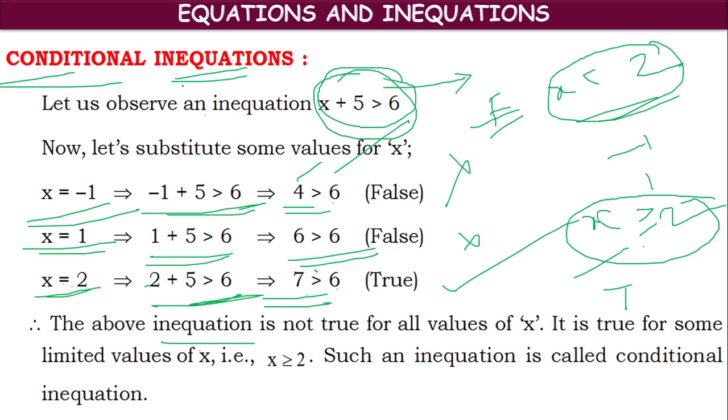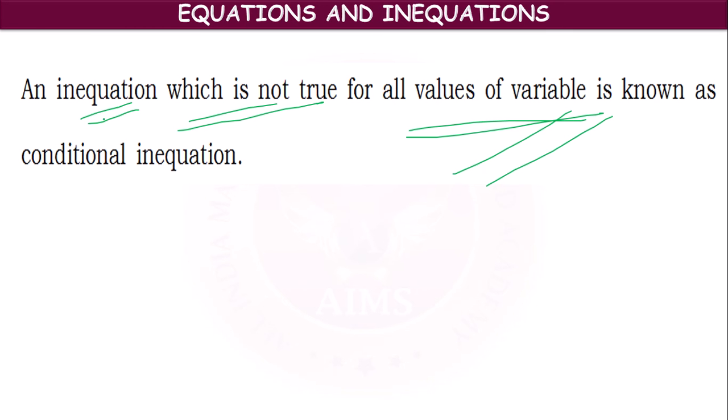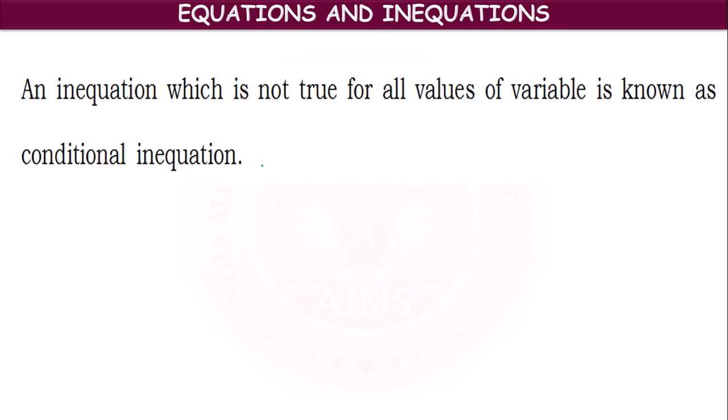This type of inequations are called conditional inequations. Means they may be true for some values, they may not be true for some other values. They are called conditional inequations. Means which is not true for all values of variables, which is not absolute, is called conditional inequation.